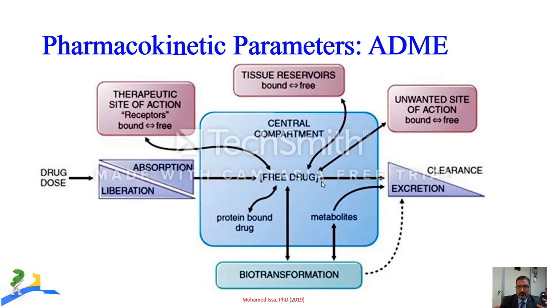So free drugs, they go everywhere. They go to the liver for metabolism, they go to the kidney for elimination, and then a fraction of the bound drug will dissociate, giving free drug, and so on. So we have this balance, this equilibrium between the free and bound drugs.